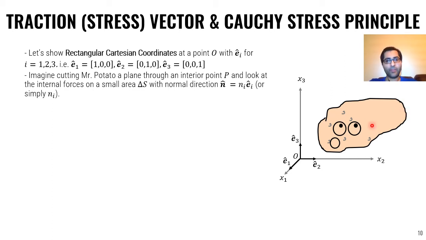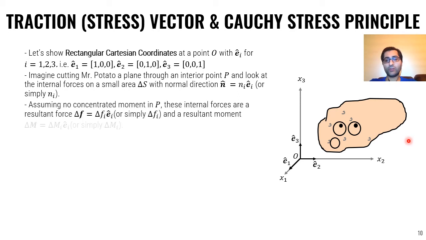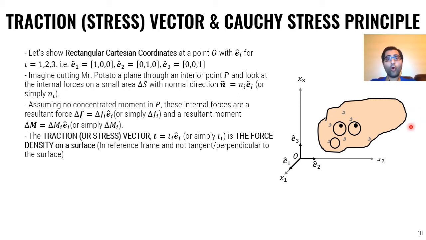Around point P, if we consider a close enough area with area delta S, we can basically find the resultant force and resultant moment at that point. These are resultant forces and moments due to external and body forces that Mr. Potato or any other body is experiencing. Now we can define the traction or stress at point P as the force density on a surface.